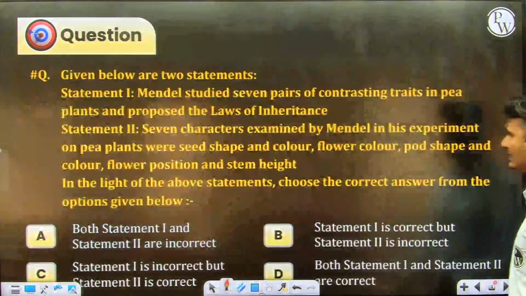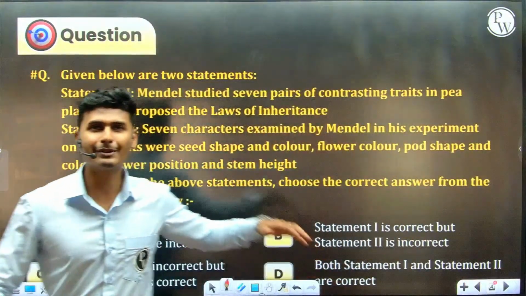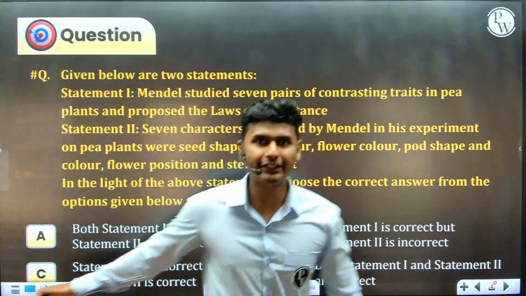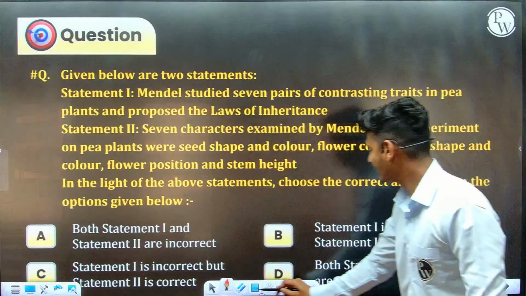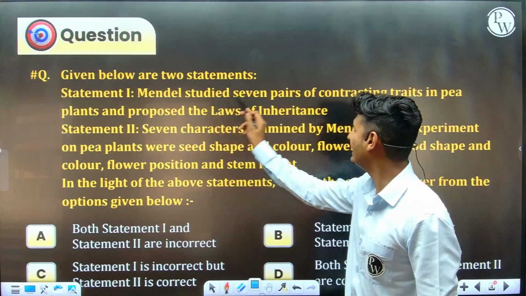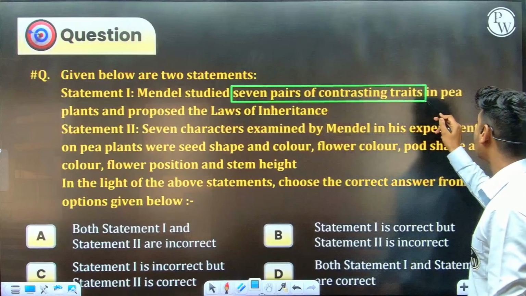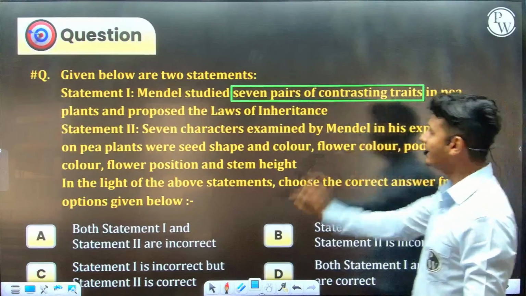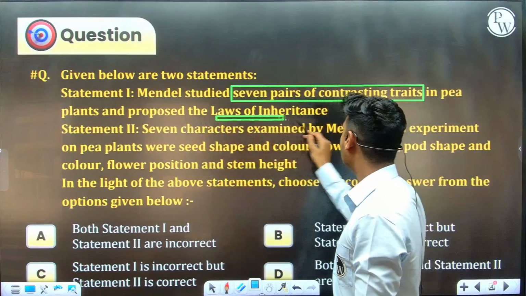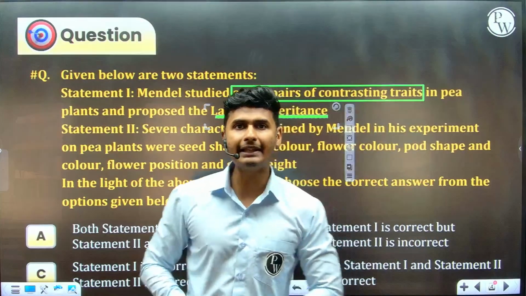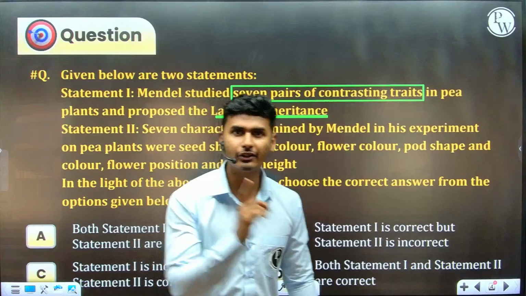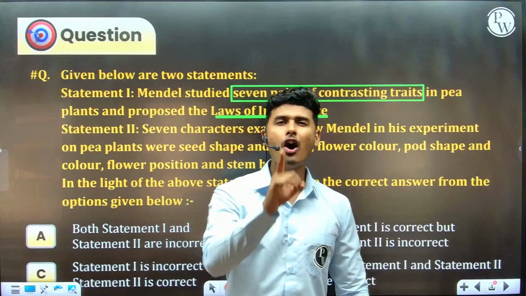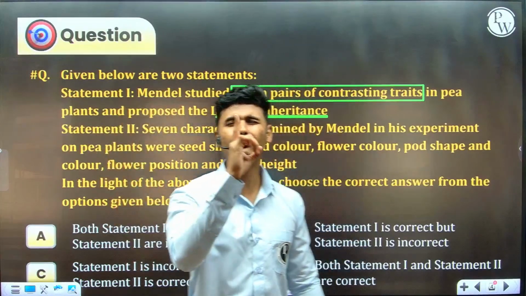Let's discuss another slide, that is the question. In the second slide you have a question in front of you. Let's try to solve it. The first statement says that Mendel studied 7 pairs of contrasting traits in pea plant, and proposed laws of inheritance. There are 3 laws of inheritance given by Mendel. First, law of dominance. Second, law of segregation. Third, law of independent assortment.